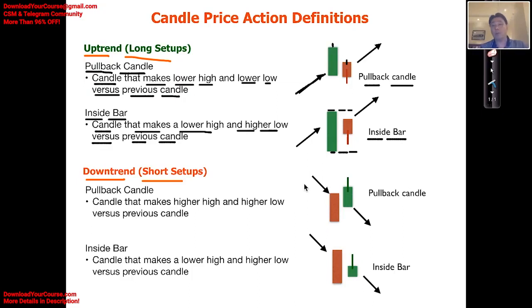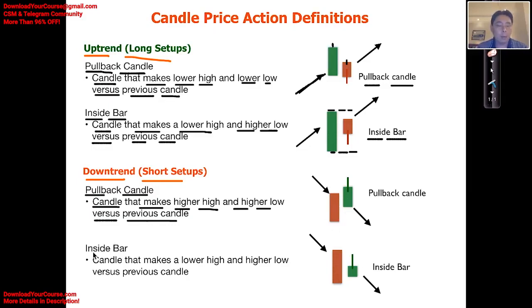Now, if we're going on downtrends, we're going down. So similarly, on a downtrend, a pullback candle is a candle that makes a higher high and a higher low versus the previous candle. Okay? So again, we're going down. So there's a downtrend and we have got this red candle. So after this red candle, we have a pullback. It pulls back before continuing down. So again, why do we call this a pullback candle? Because it makes a higher high and a higher low in relation to this candle. So there's a pullback candle.